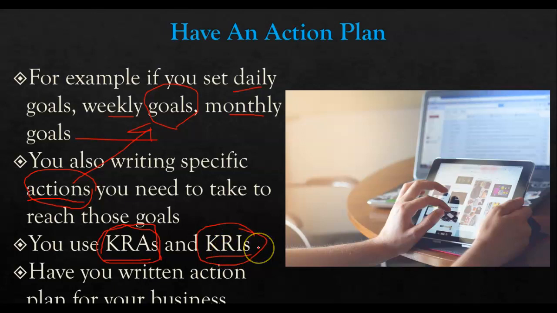How are you going to measure your success? How will you know you have achieved your results? They are called the indicators. The indicators will help you to know whether you have achieved your goals or not. So do you have a written action plan for your business? Okay, do you have a written action plan for your business?